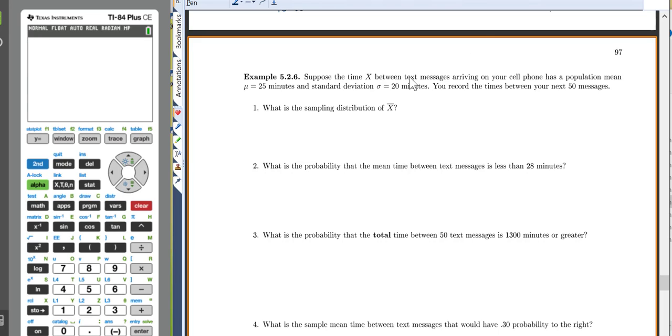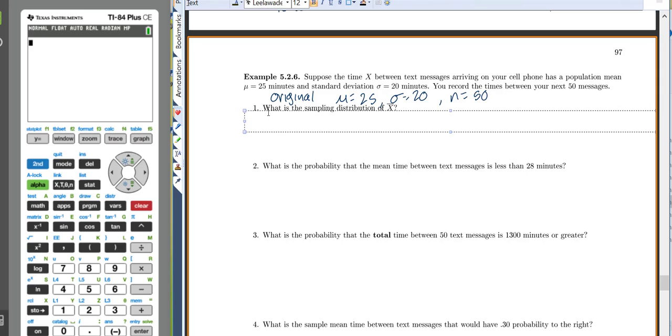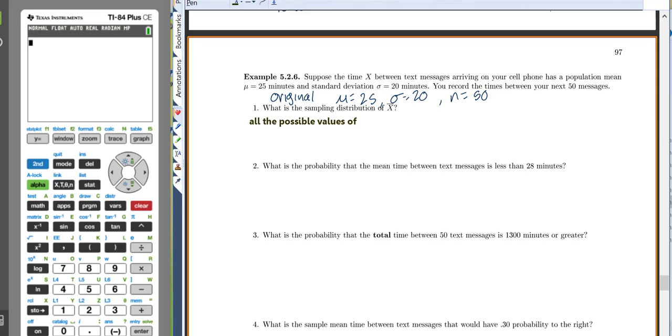Let's suppose the time x between text messages arriving on your cell phone has a population mean of 25. So this is for our original. Mu equals 25 and our standard deviation equals 20. You record the times between your next 50 messages, and we're going to take a sample of 50 messages. So now we want to know about the sampling distribution of x bar. Now remember, this means all the possible values of x bar we could get.